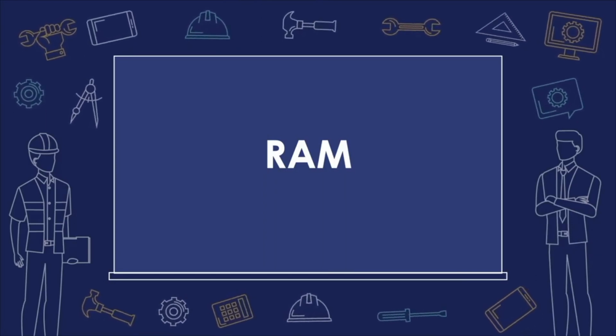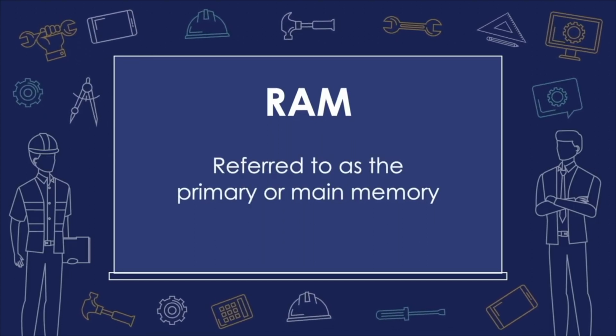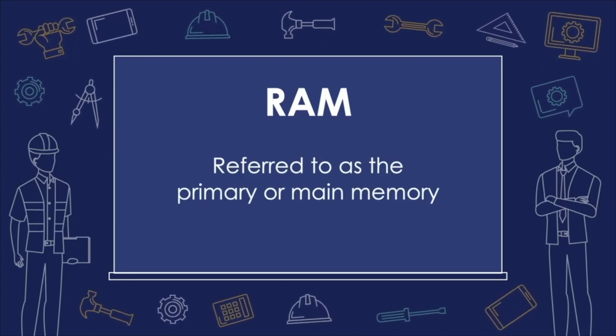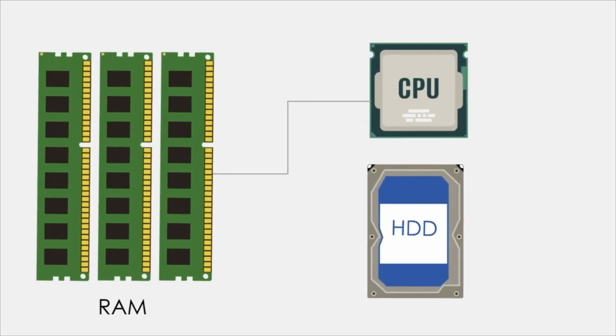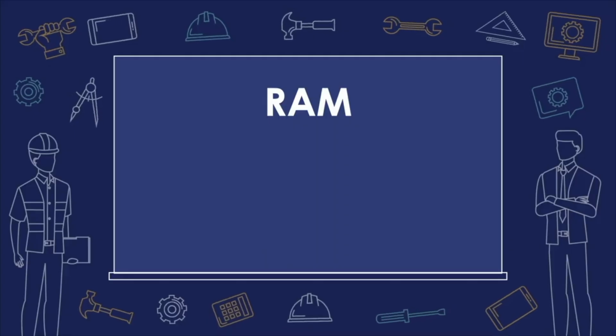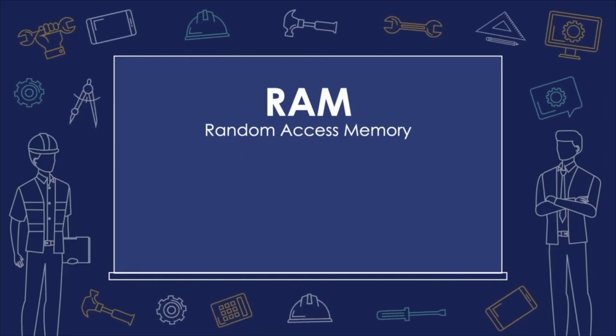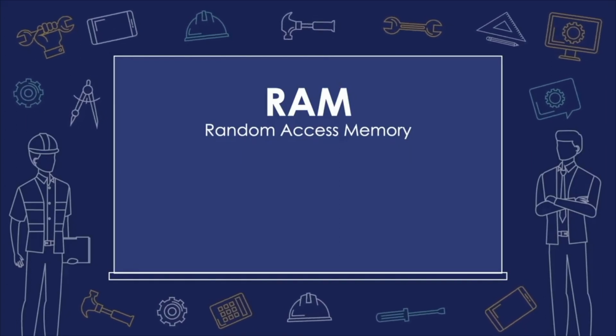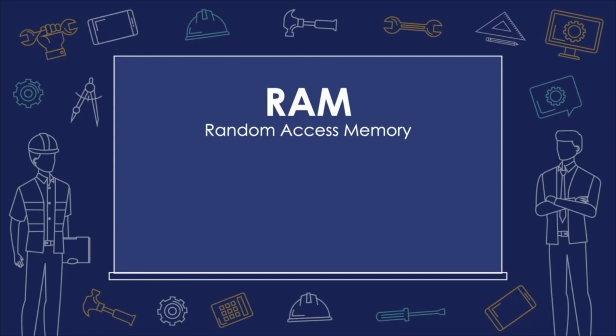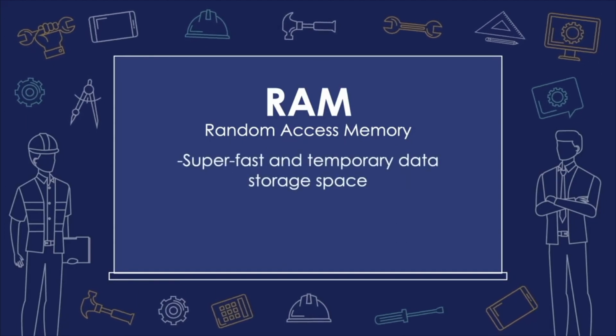The memory unit consists of the RAM or random access memory, sometimes referred to as a primary or main memory. Unlike a hard drive or secondary memory, this memory is fast and directly accessible by the CPU. As mentioned, RAM is short for Random Access Memory. While it might sound mysterious, RAM is one of the most fundamental computing elements.